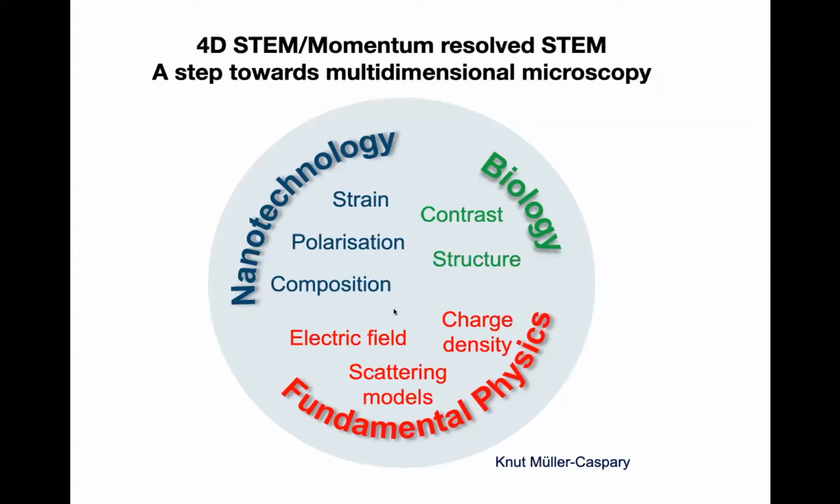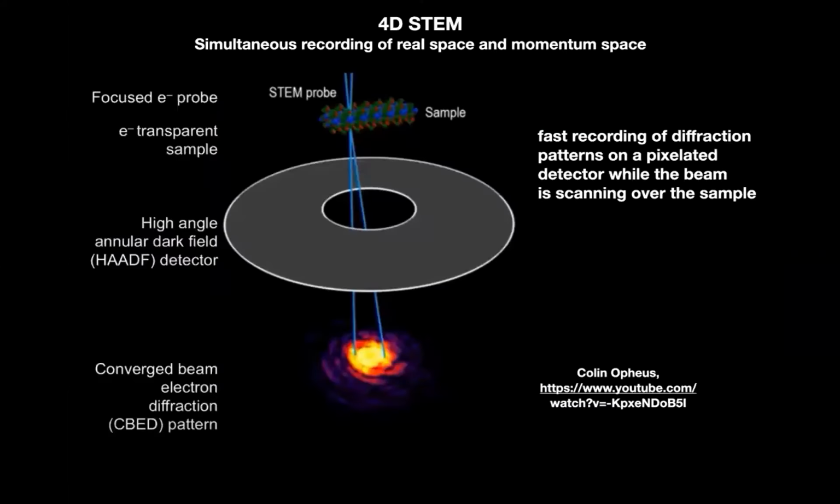And for biology, you can optimize contrast versus the dose. So how does it work?